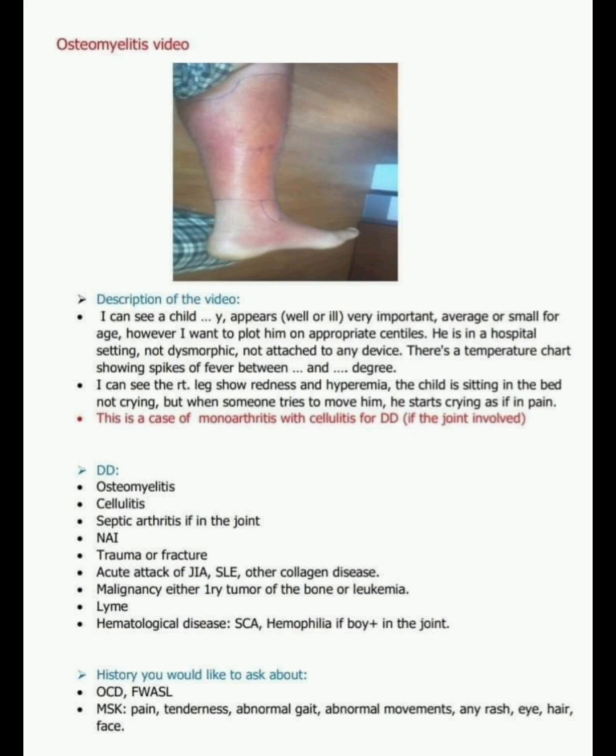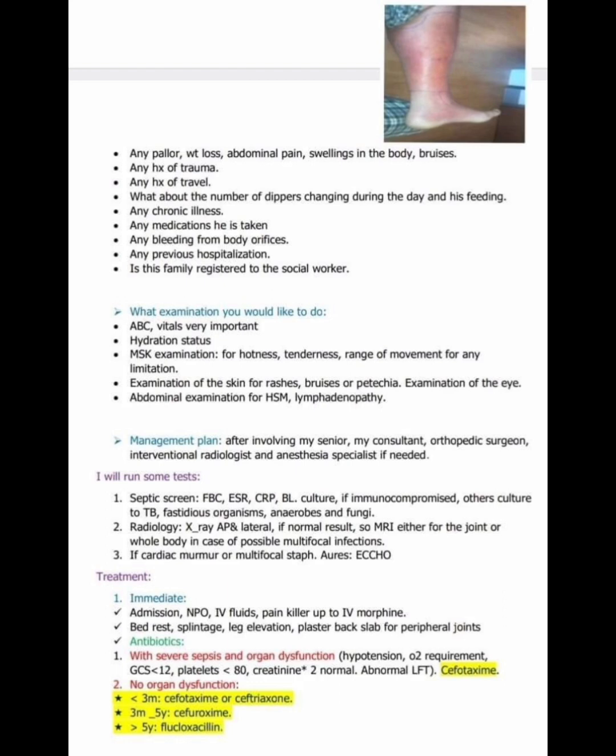Now, what history will you ask for this patient? The history I would like to ask: number 1, onset, course and duration, FWASL, we know that fever, weight concern, activity, sleep, and any lump, lymph node. Then musculoskeletal system, pain, tenderness, abnormal gait, abnormal movements, any rash, eye, hair, face. Any pallor, weight loss, abdominal pain, swelling in the body or bruises, any history of trauma, any history of travel.